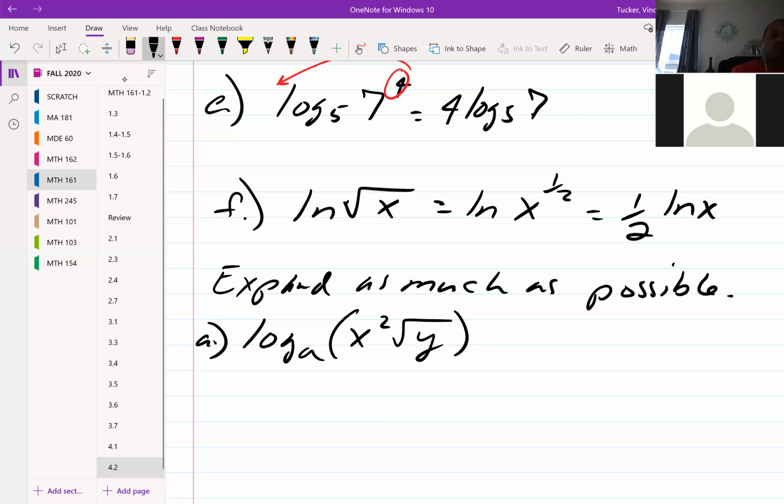All right, here we have log base a of x squared times square root of y. So the first thing we recognize is that we have x squared times square root of y. So it's multiplication. That means we'll be expanding it out by using addition. If it was division, then we would be subtracting. So it's log base a of x squared plus log base a of the square root of y.